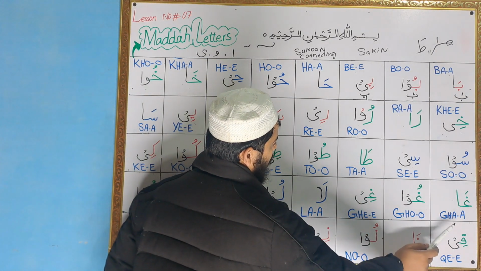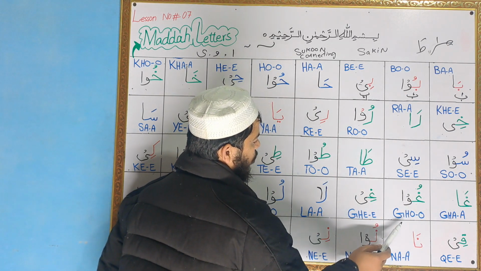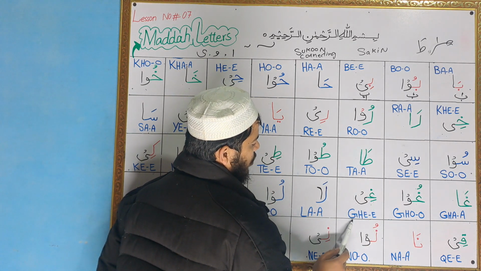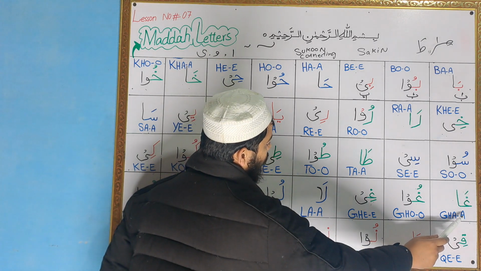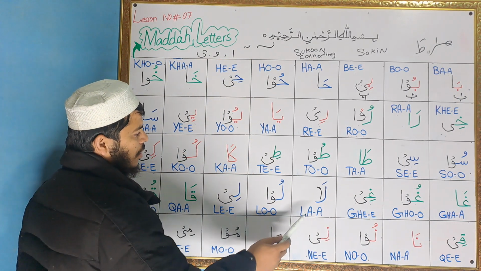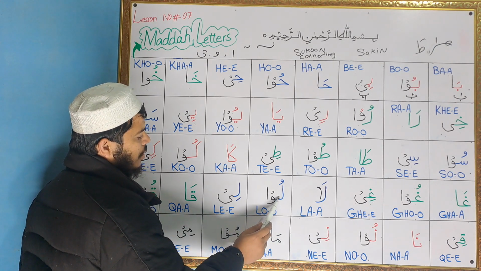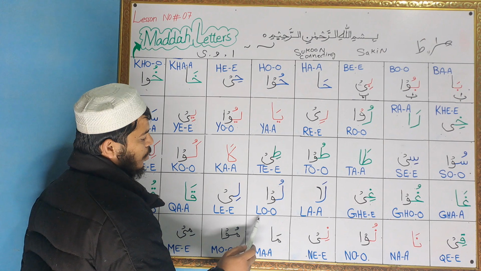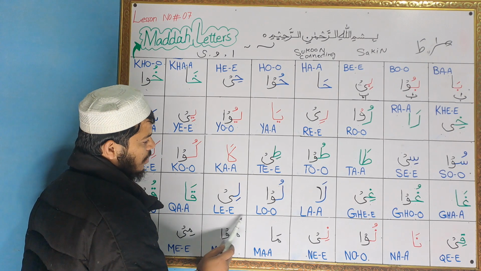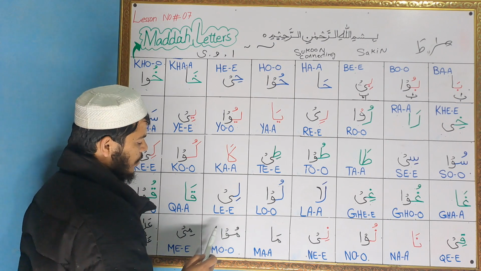Ghain, alif, fatha, gha, ghain, waw, dhamma, ghu, ghain, ya, kasra, ghi, gha, ghu, ghi. Lam, alif, fatha, la, lam, waw, dhamma, lu, lam, ya, kasra, li, la, lu, li.